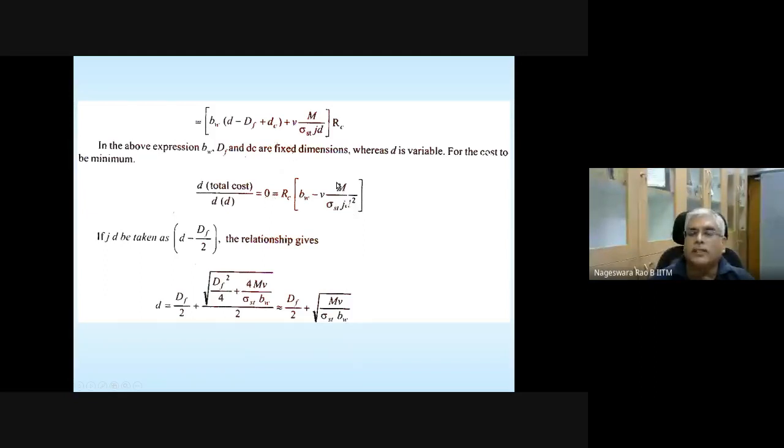So everything is a function of small d, and remaining quantities are taken as constants or fixed values. So you can take the derivative and then you can solve for small d. That is going to give you the economical depth, and that is what is given here. So you just cross check whether these calculations are correct or not. Okay. So you take this small d, you take a note of this equation. Quickly take a note of this equation.